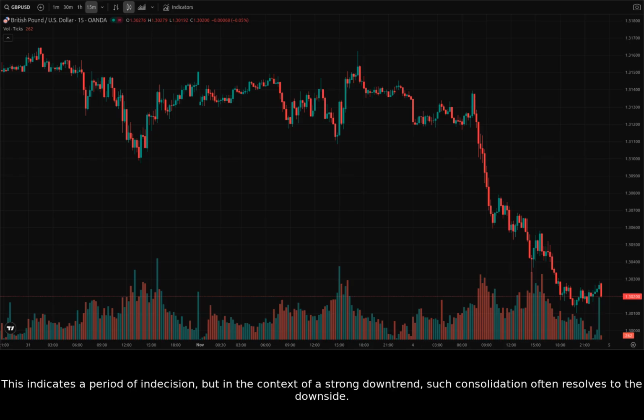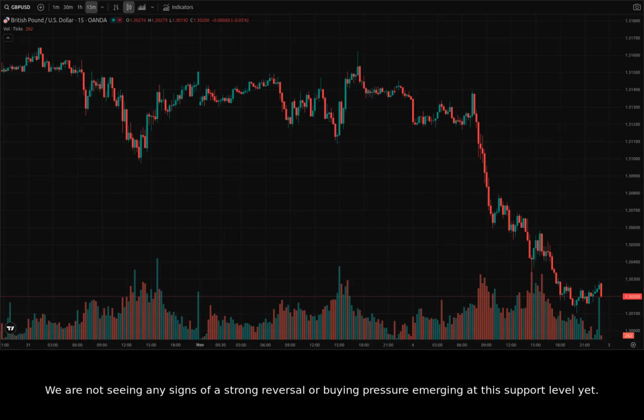This indicates a period of indecision, but in the context of a strong downtrend, such consolidation often resolves to the downside. We are not seeing any signs of a strong reversal or buying pressure emerging at this support level yet. Traders are likely waiting for a catalyst to trigger the next significant move away from this pivotal point.